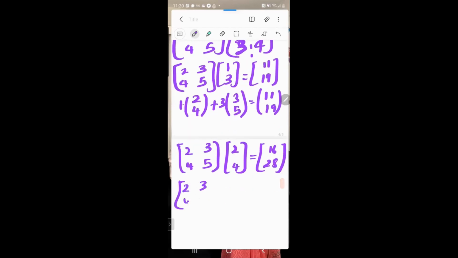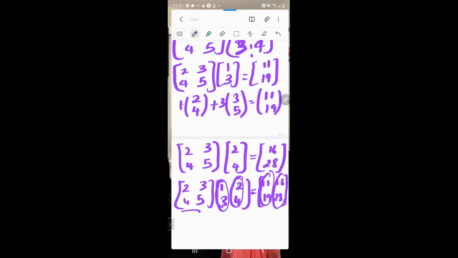So if I multiply 2, 3, 4, 5 with 1, 2, 3, 4, I get 11, 19, 16, 28. So all I did is I took the first matrix and applied the transformation to the first vector inside this. Then I applied that same transformation to the second vector inside this, and I ended up getting these two. So that's all I did.